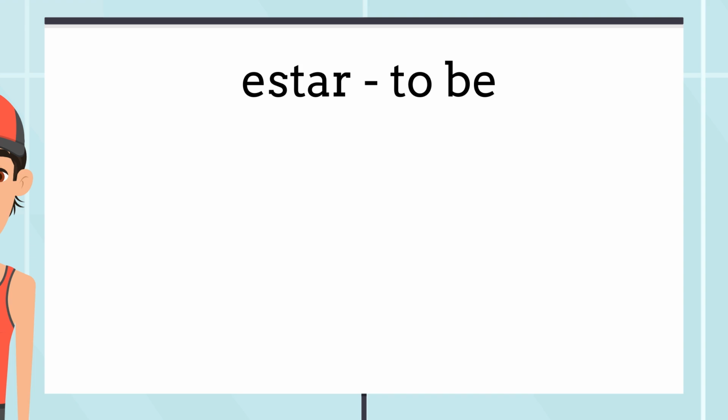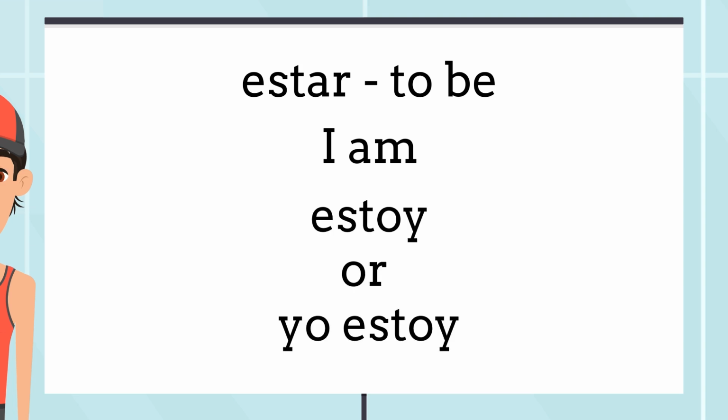Estar is another irregular verb. Some of the more frequently used Spanish verbs are irregular and require memory work. Estar means to be. And in English to conjugate this, we say, I am. It's a big change that requires memory in English too. In Spanish, I am is estoy. Yo estoy. Memorize that, and we have more to discuss about this verb later.